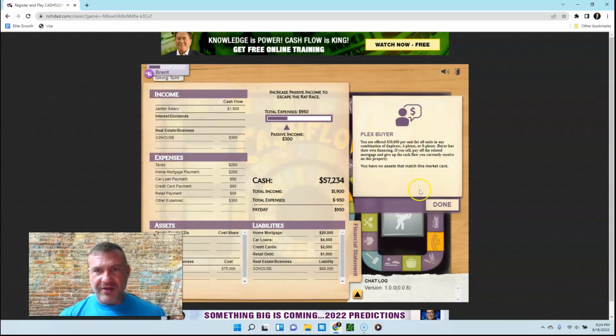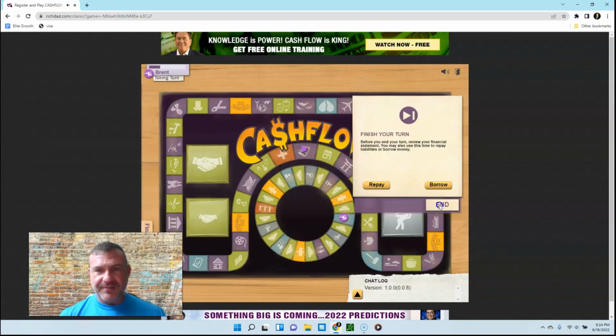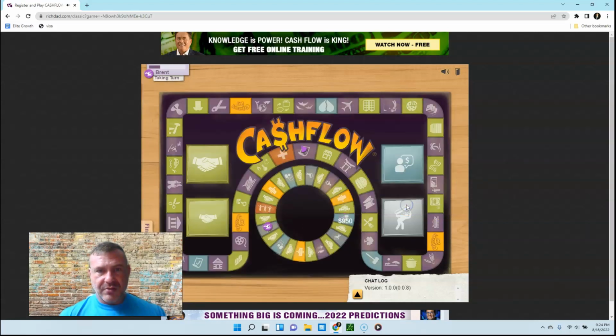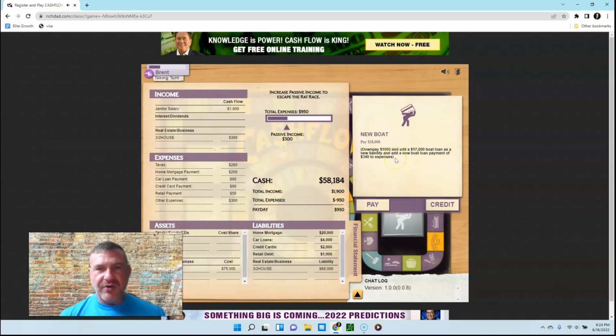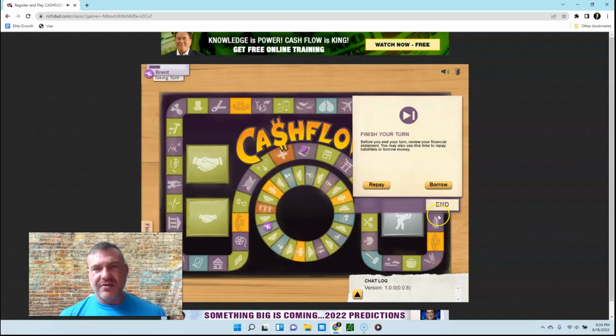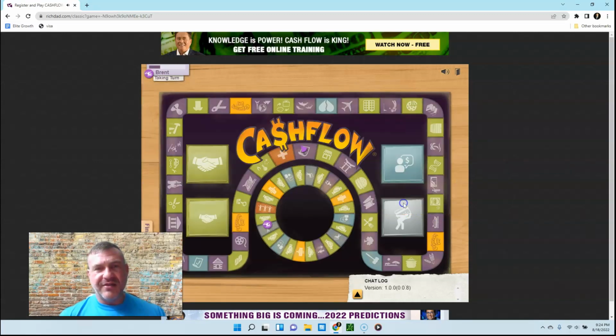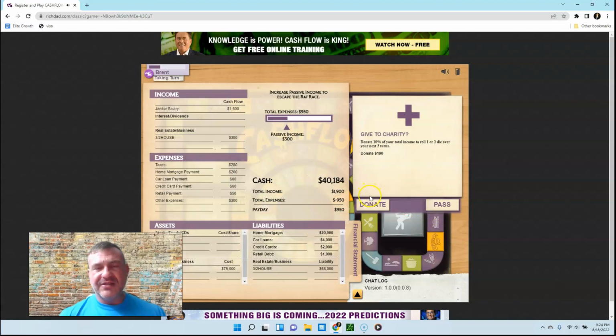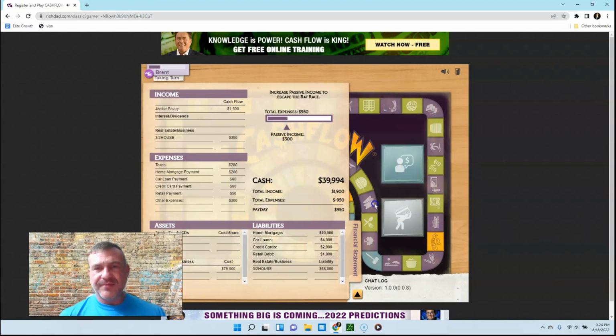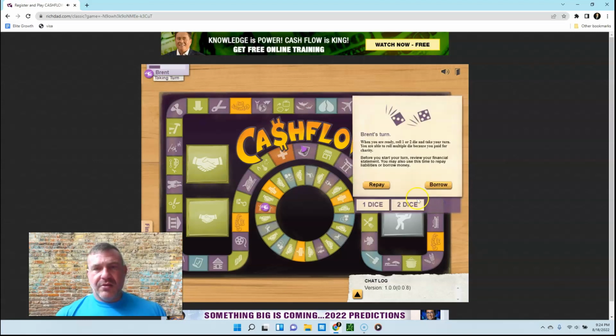Okay, I don't have any plexes to sell. Oh, new boat, come on, skip this new boat. Skip this new boat, man. Oh, what a crock. I'm just going to pay it because I was just talking about indicating the end of the game, about an $18,000 liability. Oh boy.